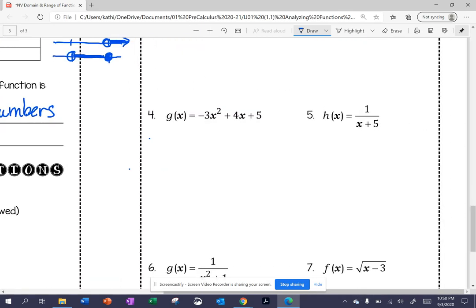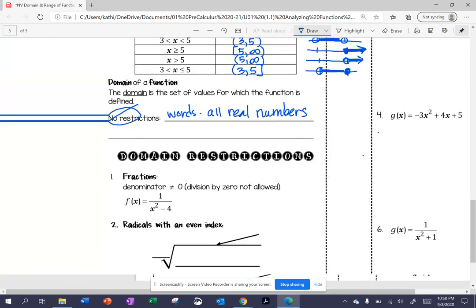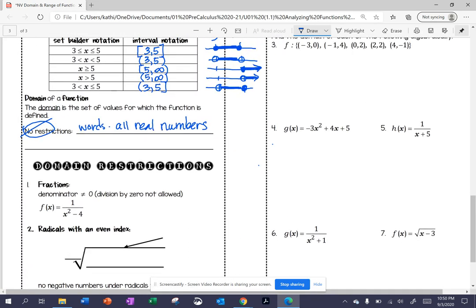In symbols, this is that double R that we've seen. And in interval notation, this is from minus infinity to plus infinity. So if I'm talking about a domain that has 0 restrictions, in words, it's all real numbers, the double R, or from negative infinity to positive infinity.